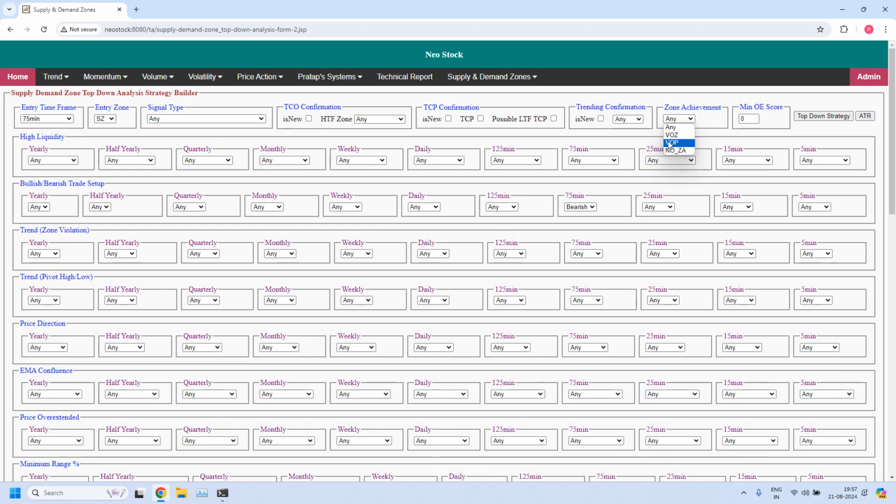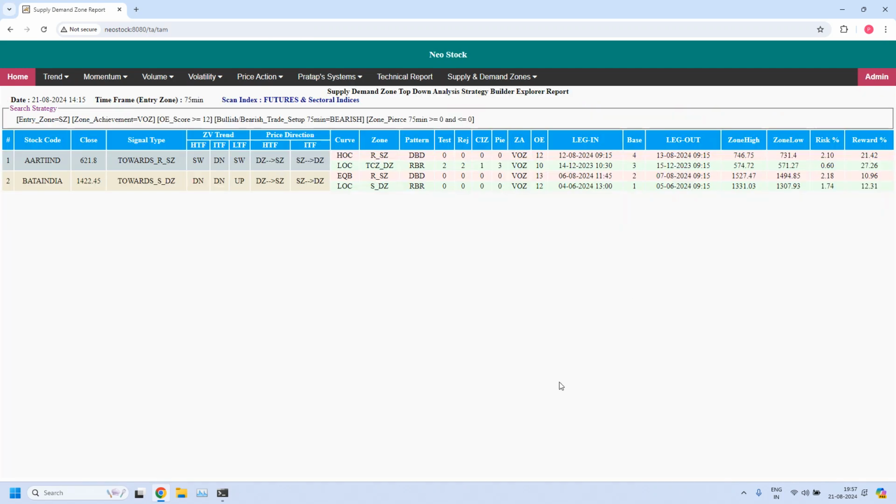And zone achievement violated opposing zone, minimum odd enhancer score is 12. All the three filters are applied to 75 minutes supply zone. Let's filter the stocks. Only 2 stocks are currently supporting bearish trade setup for weekly income trade. And both these 75 minutes entry time frame zones are high liquidity zones.